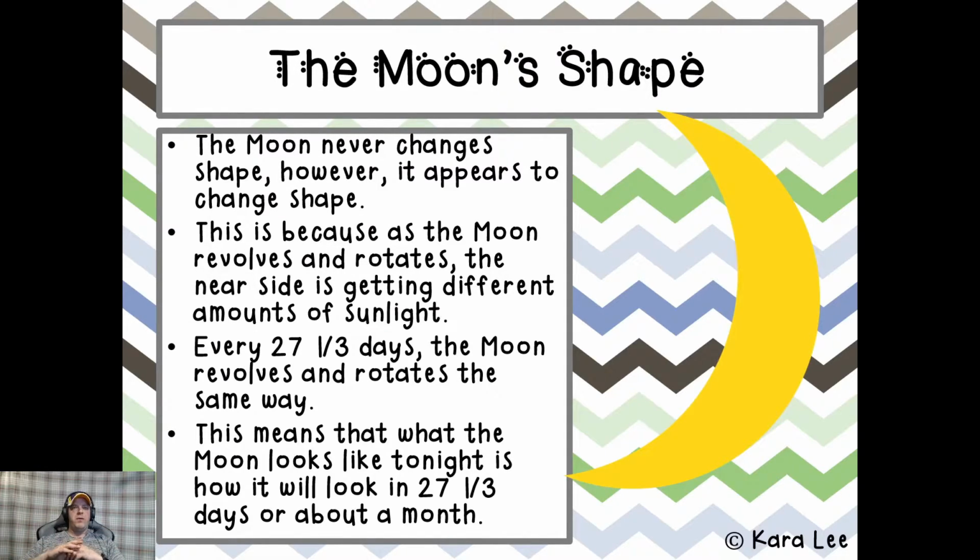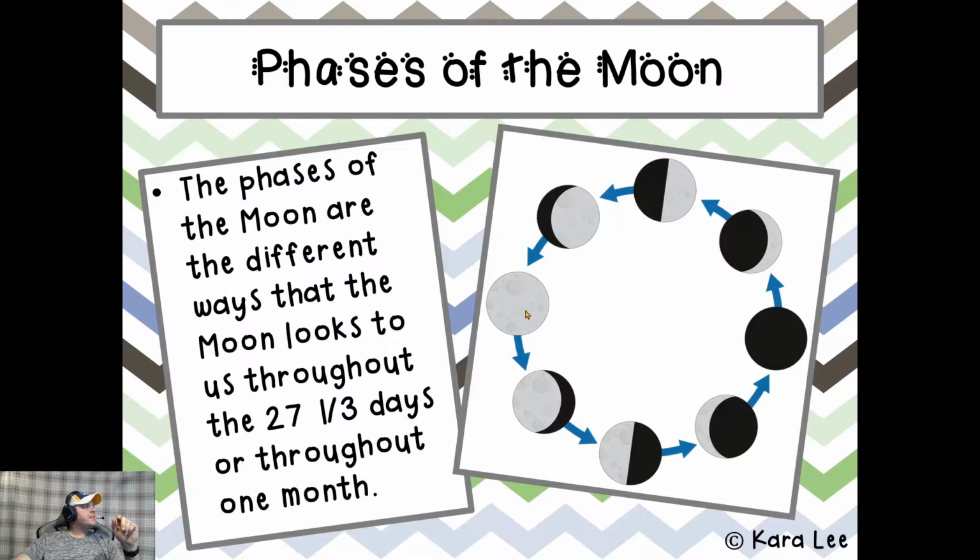So this means that what the moon looks like tonight is how it will look 27 1/3 days from now. If you go outside, I think today it's a full moon. If you go out in 27 days, it'll be a full moon. The phases of the moon all look like this. You have your full moon and you have your new moon. It's not that we get a new moon. It's not that Amazon delivers us a new one. It's that we can't see it. The part that's being lit by the sun is facing away from the Earth. The phases of the moon are the different ways that the moon looks to us throughout the 27 1/3 days.